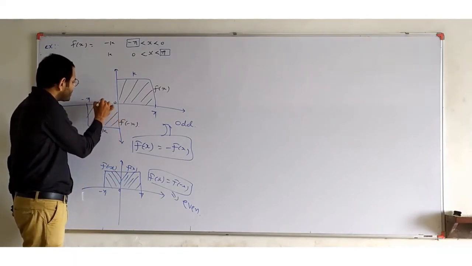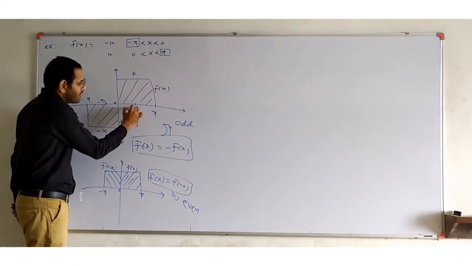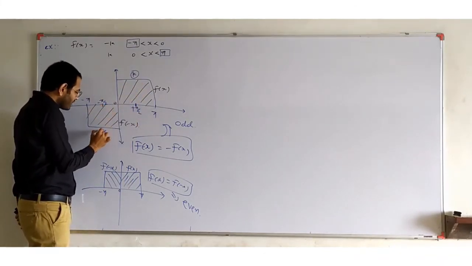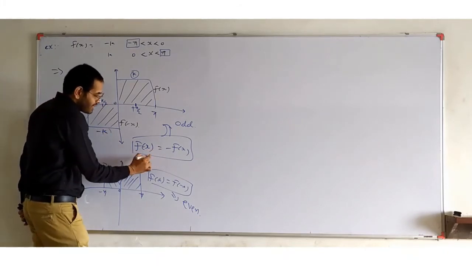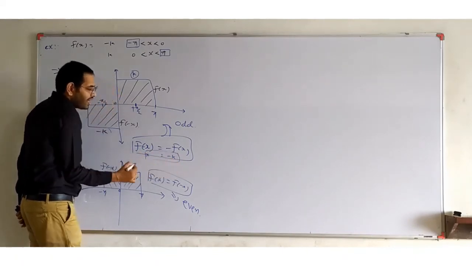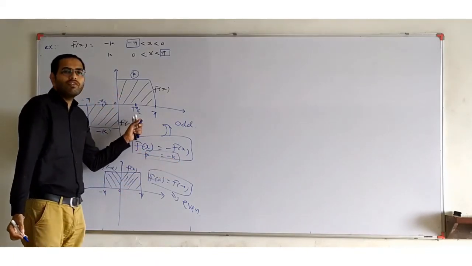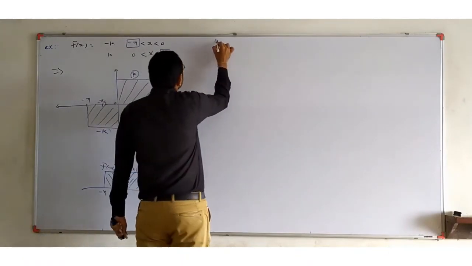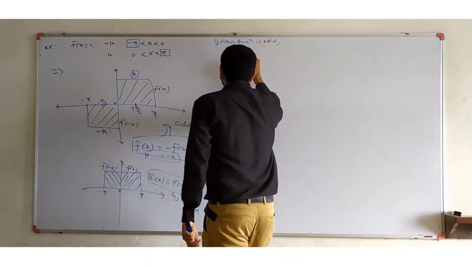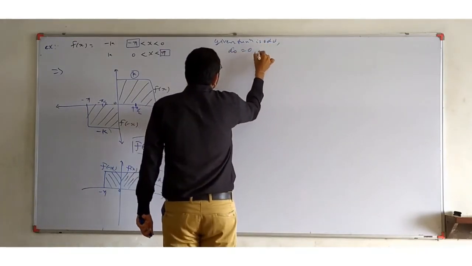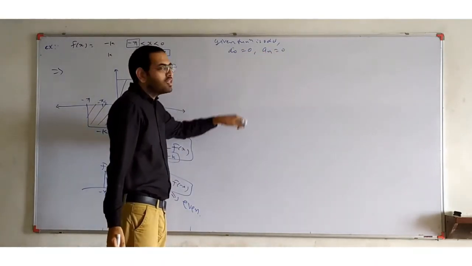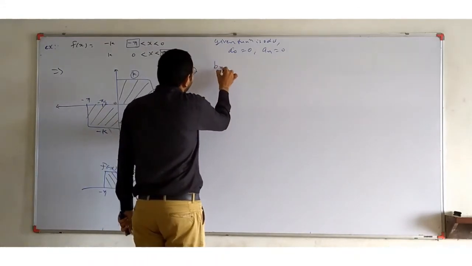Suppose this position is minus pi by 2 and this position is plus pi by 2. At plus pi by 2 the function has value k, and at minus pi by 2 the function has value minus k. Then we can say that the given function is odd. If the function is odd, then a0 equals 0 and an equals 0, so there is no need to solve them. We just put them directly as 0 and solve only bn.